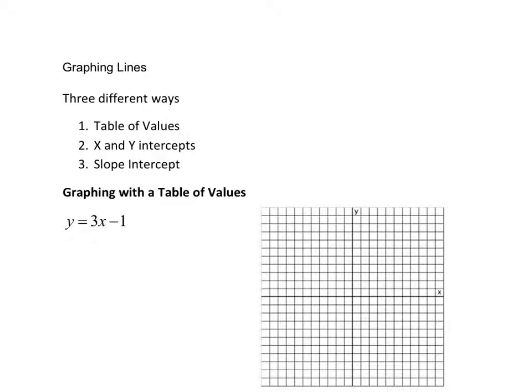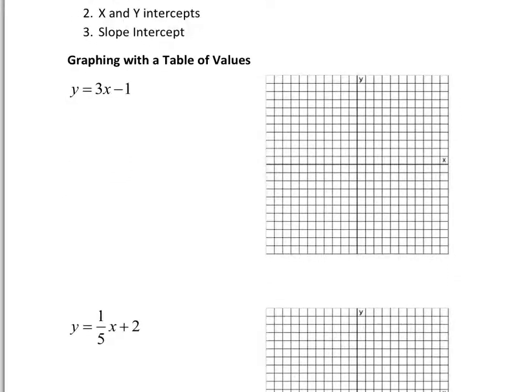This standard is about graphing lines. We're going to learn 3 different ways to graph a line. One is by using a table of values, another is by using x and y intercepts, and the third is by using the slope-intercept form of the equation of a line. So let's start with table of values.